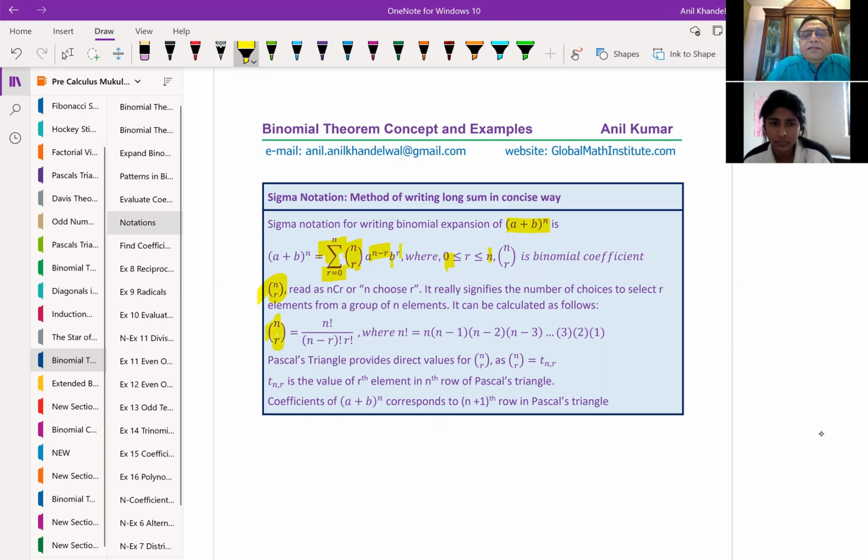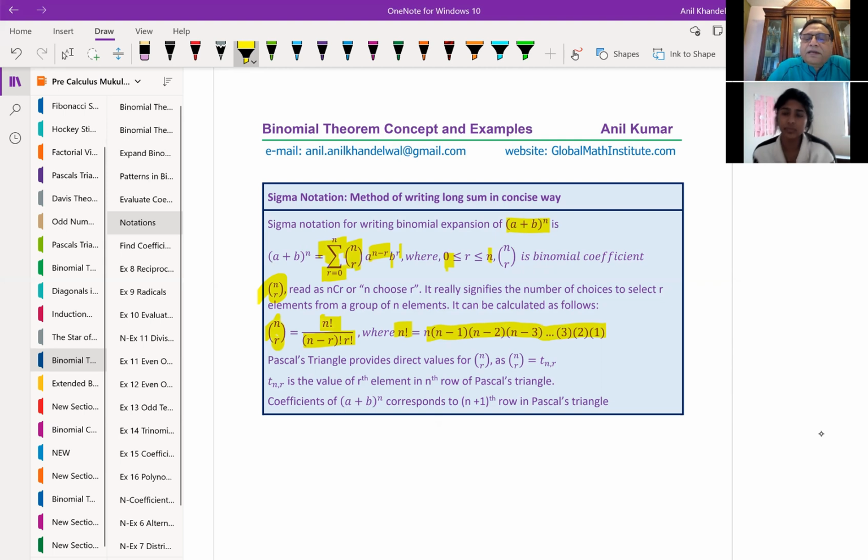nCr is called the coefficient in the expansion, correct? And the way to calculate nCr is n factorial divided by (n minus r) factorial times r factorial. Perfect. And the factorial notation is: n factorial equals n into (n minus 1) into (n minus 2) and so on till 1. So that is what it is.